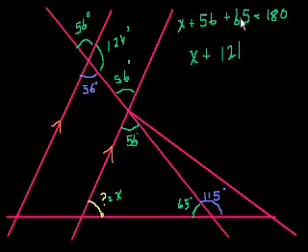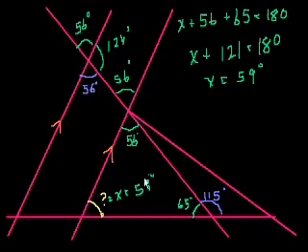121, right? Because 70, 121 equals 180. And then x is equal to, let's see, 180 minus 120 is 60. So it's 59. X is equal to 59 degrees. There we go. We have accomplished our first goal in the angle game.